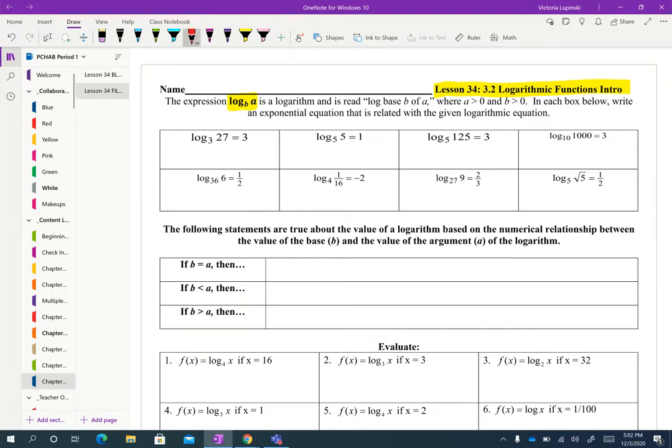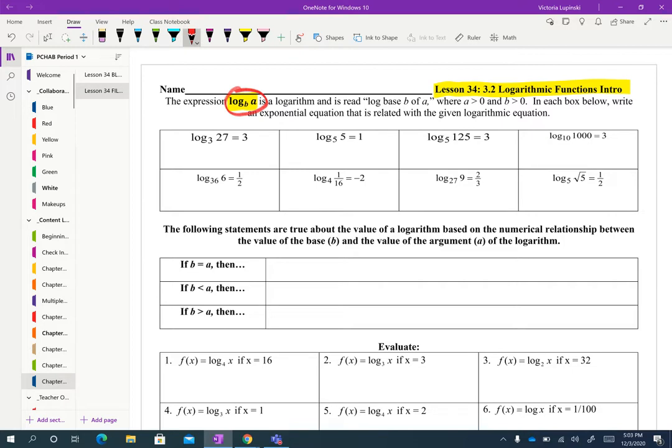Just to set the scene about where a logarithmic function comes from, if you think back about exponentials, every single exponential that you were to graph, whether it's growth or decay, will always pass the horizontal line test. Recall from chapter 1 that anything that passes the horizontal line test means that it has an inverse. So, of course, a logarithmic function is the inverse of an exponential. Starting off with the expression that's given right here, that is a logarithm. The way you would say that is log base b of a, with qualifiers that a has to be greater than 0 and b has to be greater than 0.